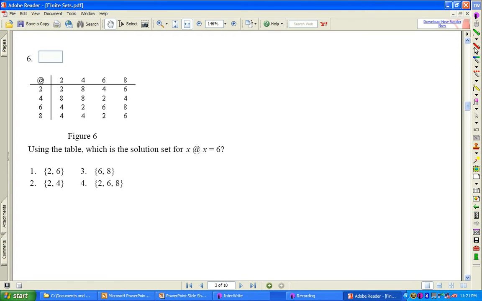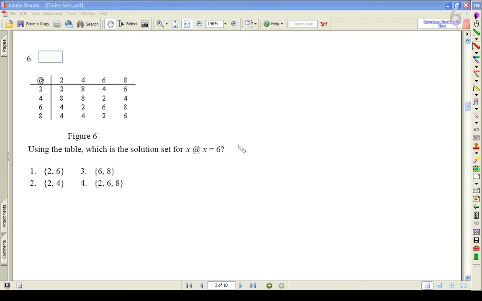Question 6. If we take a look at this one, again, these problems are starting to repeat themselves. This one, the only difference is we have these variables involved. I have x at x equals 6. Looks tricky. It's not all that tricky. What we're going to do is look for the same number going down and across that produces 6. Since x is the same, the numbers have to be the same.